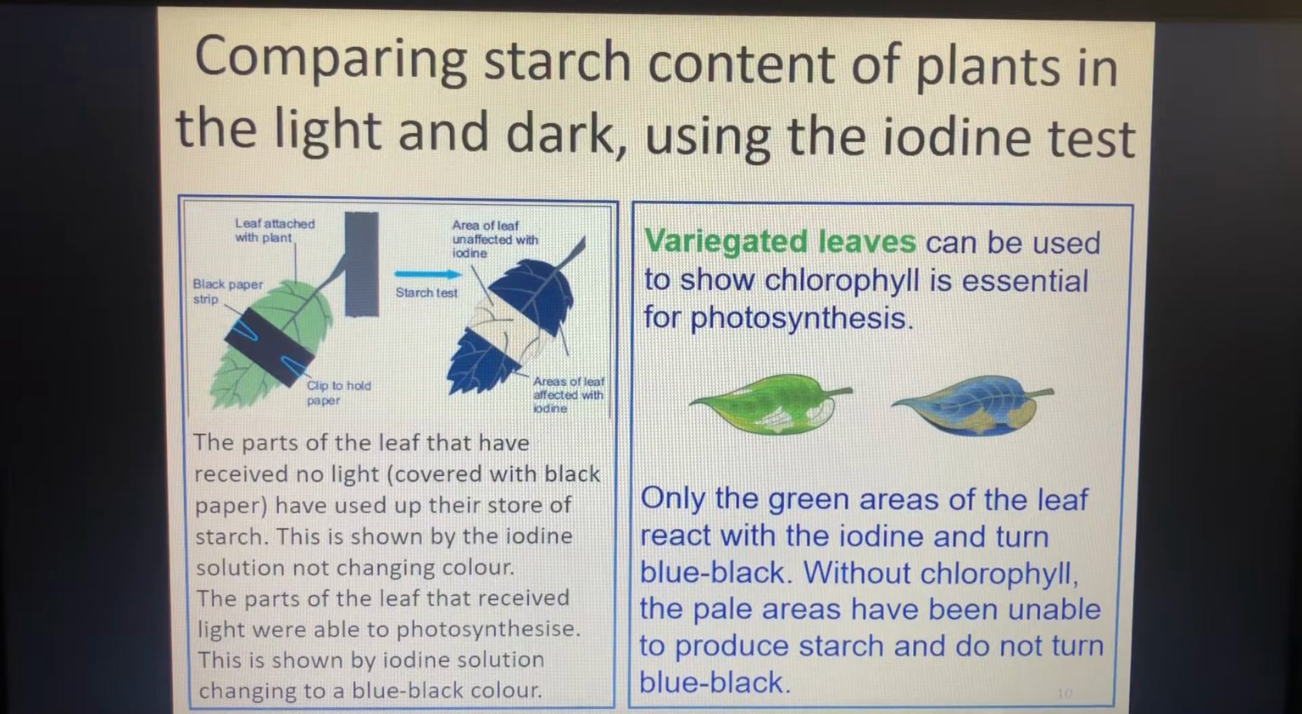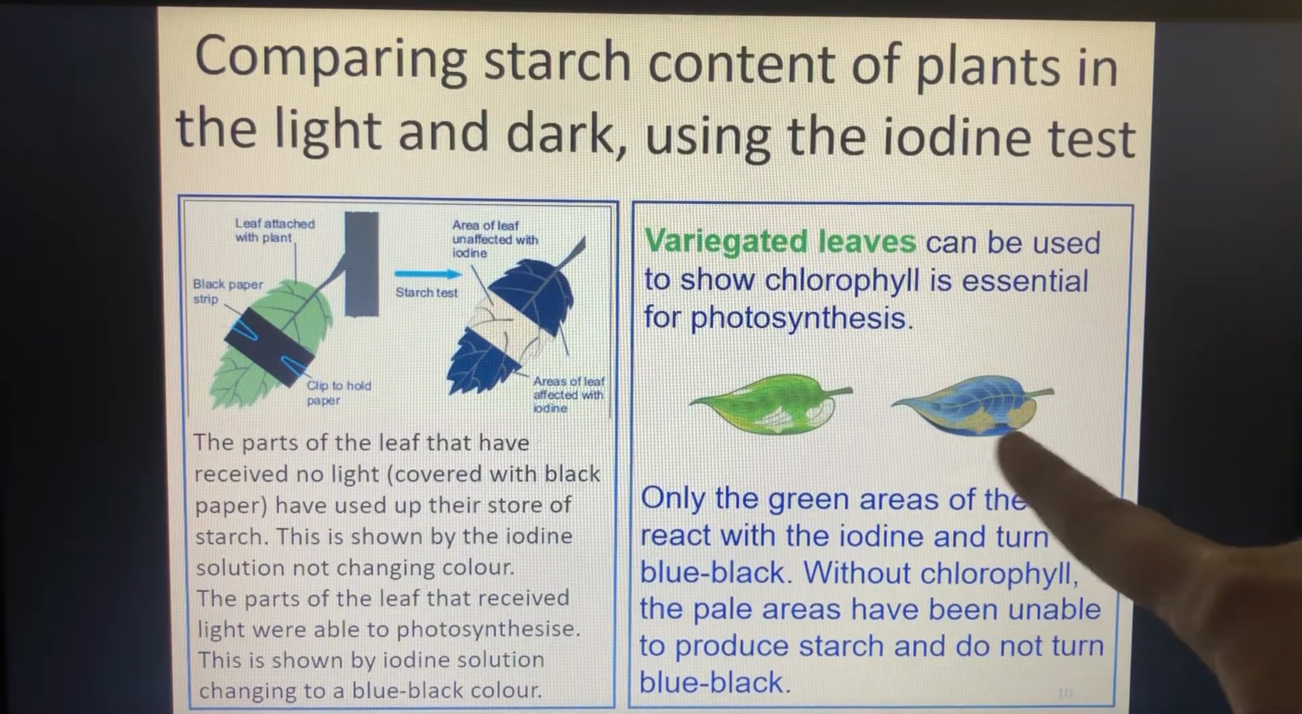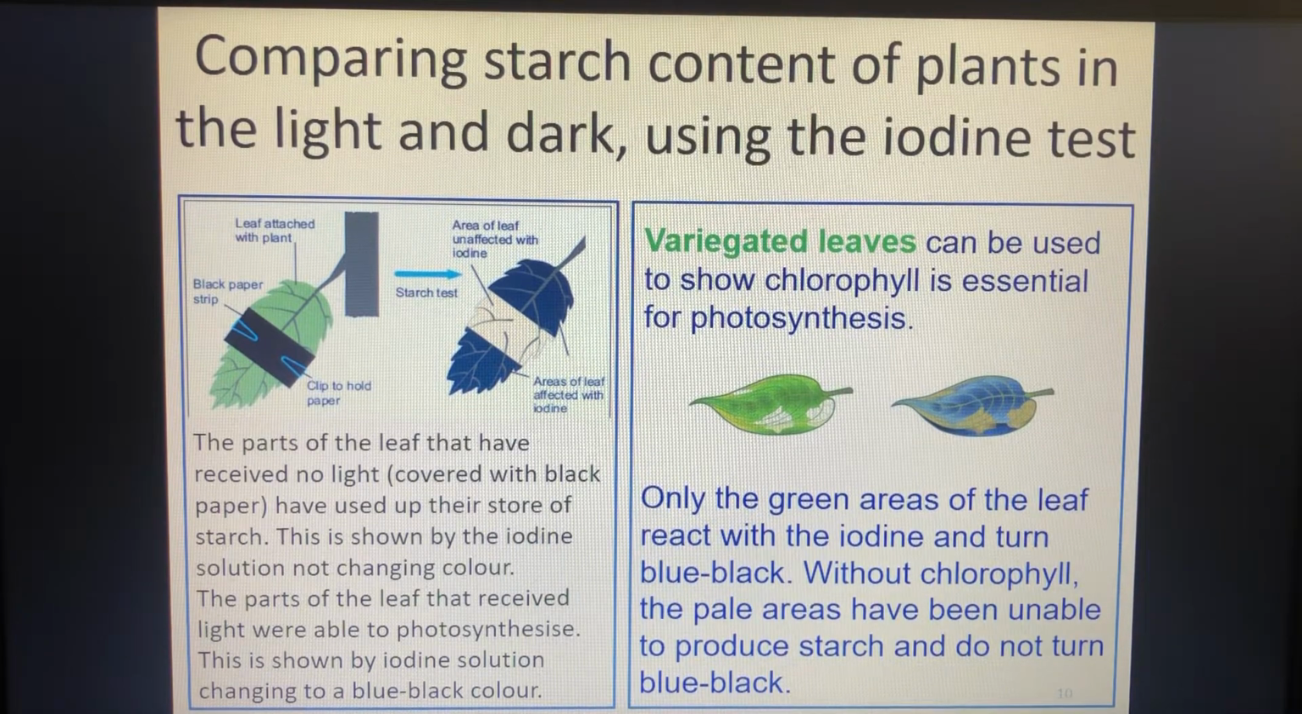And the final piece of information here is a variegated leaf. We saw that a variegated leaf has these white or yellow patches. There's no chlorophyll present in those places. So if there's no chlorophyll, photosynthesis can't occur there. So we never see any starch in those areas. So you can see here when we've done the iodine solution test, we've got no starch in those white or yellow regions because there's no chlorophyll, therefore no photosynthesis can occur there.